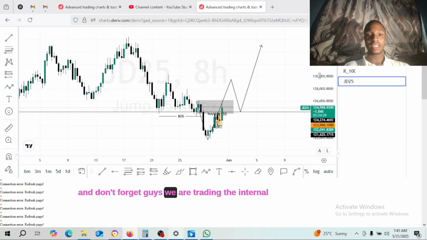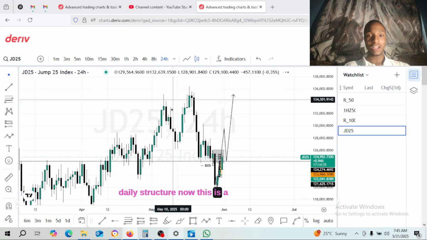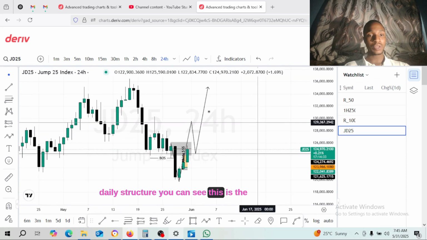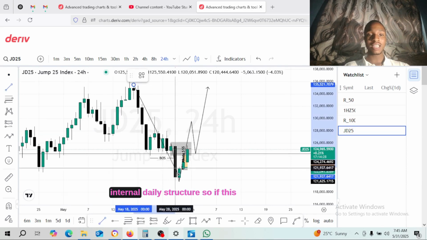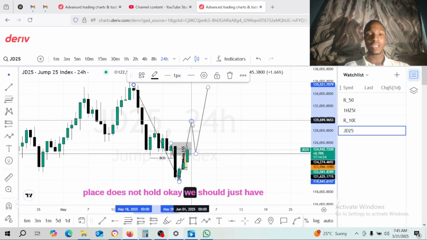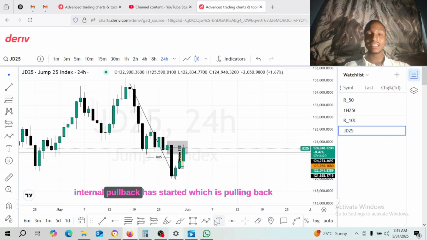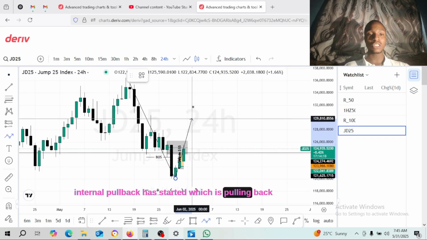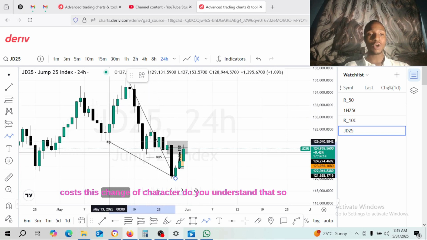And don't forget, guys, we are trading the internal daily structure. Now this is the daily structure. You can see this is the overall daily structure. All we are doing is just trading the internal daily structure. So if this place does not hold, we should just have that in mind that the daily internal pullback has started, which is pulling back into the daily supply area that caused this change of character.